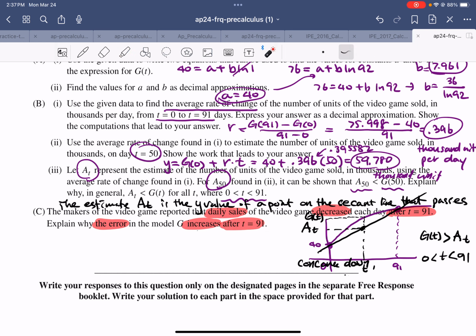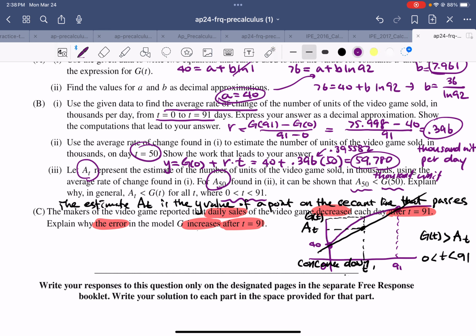Let me explain graphically. Error means that the model G follows this logarithm graph, and it keeps on going. But for the actual sales, we don't know the graph, but probably it'll go down. The model keeps going up anyway, so the error will keep on increasing. The actual sales decrease, and the model G of t keeps increasing. The gap is the error, so that keeps on increasing.